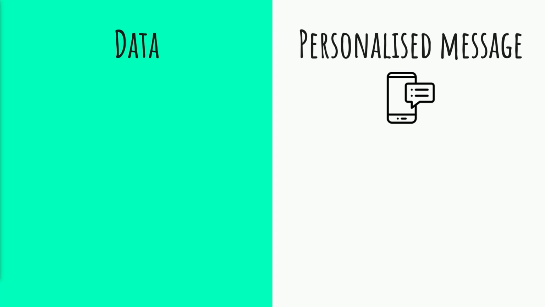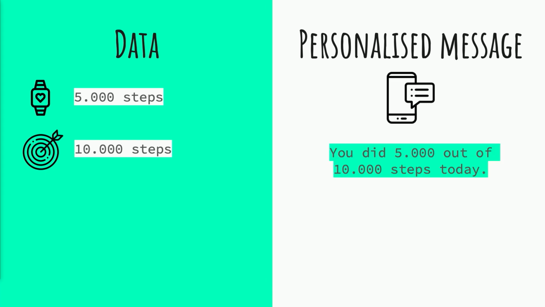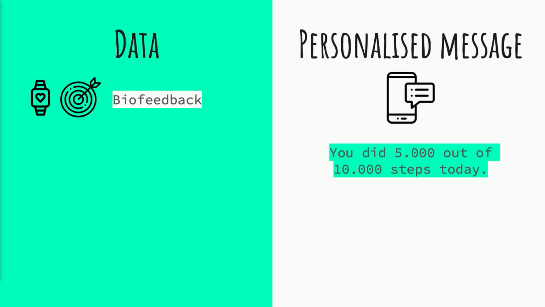So how could this personalized message look like? What we have as data could be, for example, the number of steps which a person did. Then we have some target which they should do, which is recommended, for example, by the doctor. And we can combine it into the sentence: you did just 5,000 steps out of 10,000 steps a day. This is called biofeedback, and it works for some people, not for others.